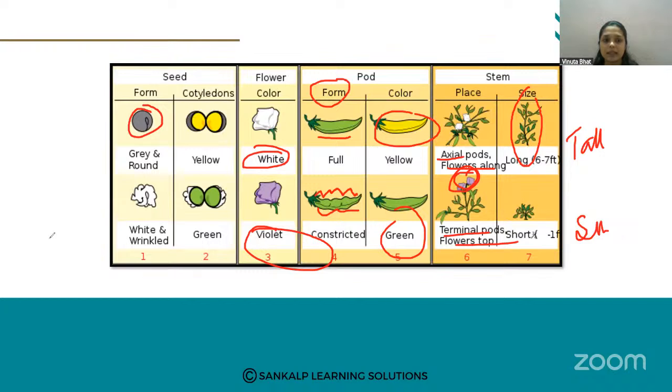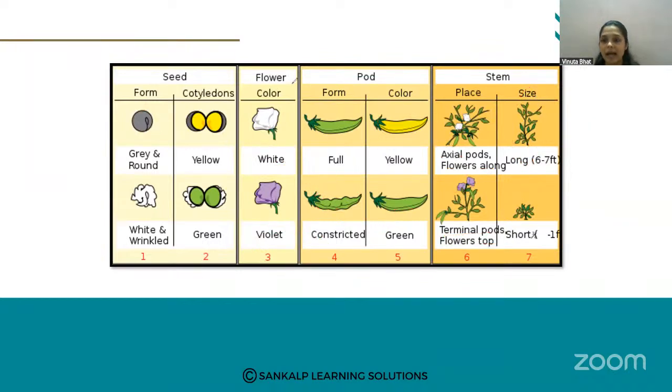Okay, so these 7 contrasting characters he selected for his experiment. He observed contrasting characters, I told, right? So contrasting characters in pea plant, he observes. Contrasting characters means what? In pea plants, they may produce yellow color seeds and some pea plants produce green color seeds. That is the contrasting character. So these two characters he observes.